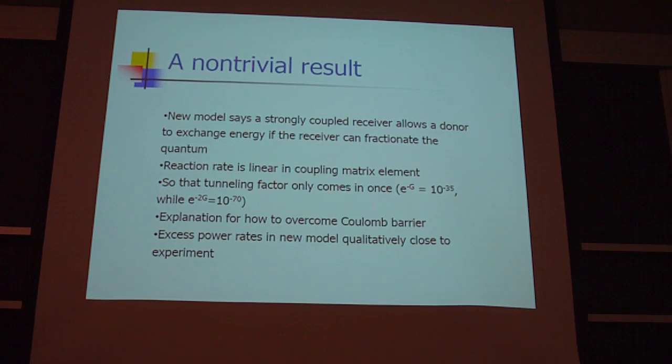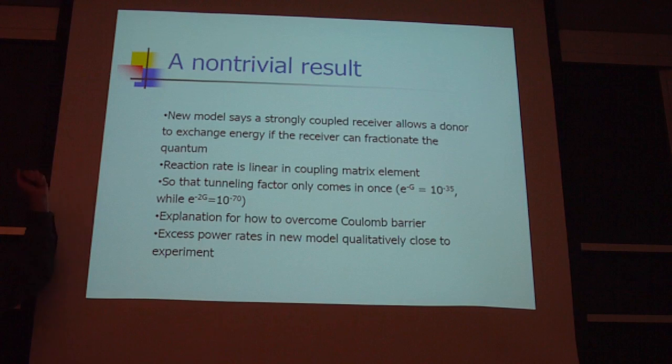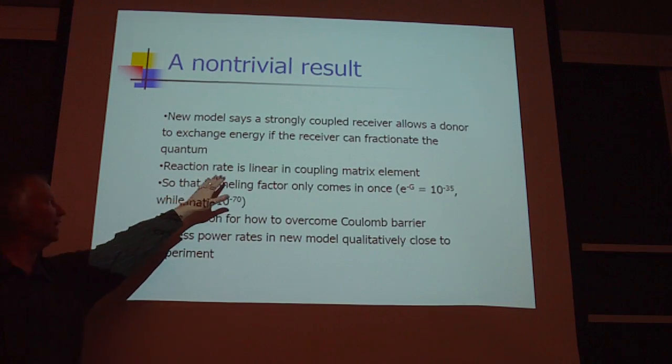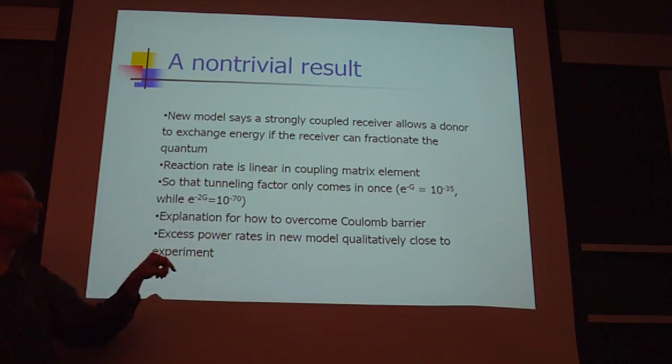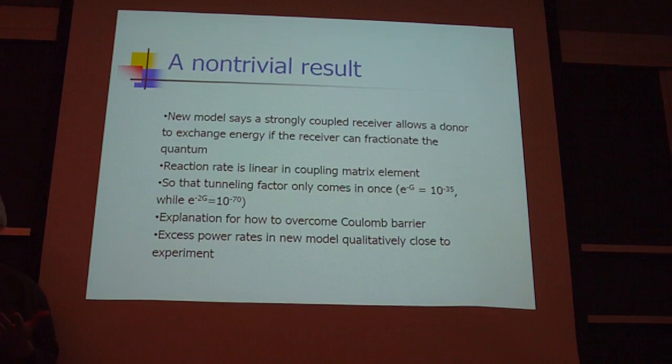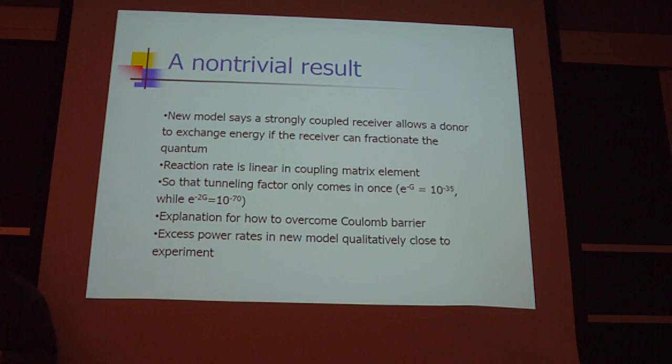Non-trivial result. This is actually a non-trivial result for a lot of reasons. So the new model says weakly coupled system, strongly coupled system, D2 to helium-4. All you have to do is have another transition that chops up the quanta. If you do that, you find the reaction rate is linear in the coupling matrix element. You might say, linear coupling matrix element, what's that mean? Translate that into English, please.